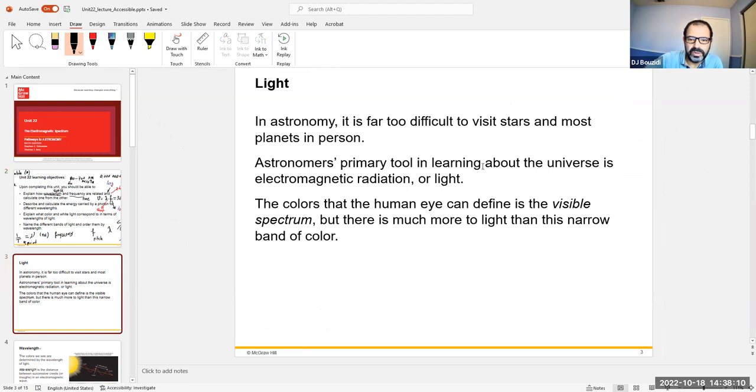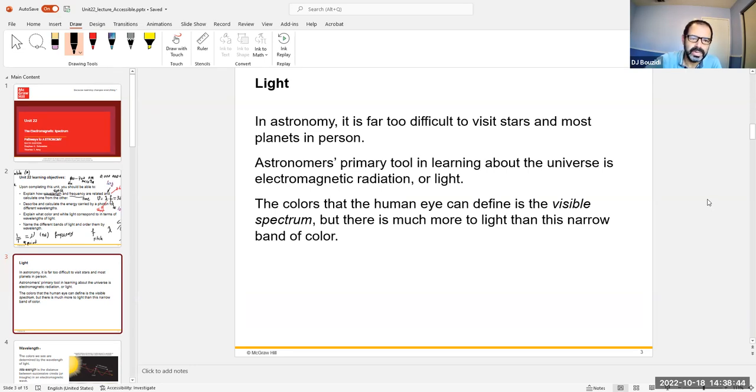So again, in astronomy, it is far too difficult to visit stars and most planets in person. The primary tool astronomers use in learning is electromagnetic radiation. Now, there is a side note here corresponding to this point. That's true, okay? Today, if you take a telescope and you're looking at the stars or the planets, that's what you're doing. You're using electromagnetic radiation because that's light. Or if you have a spectrometer attached to your telescope analyzing the light that is coming, it's still light.